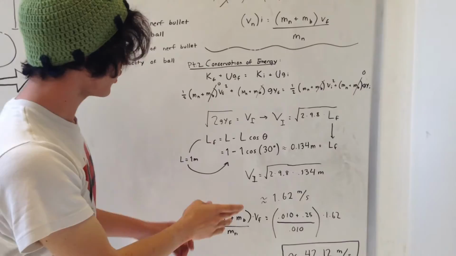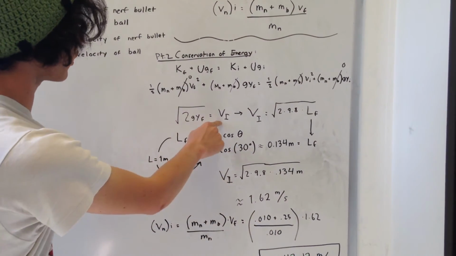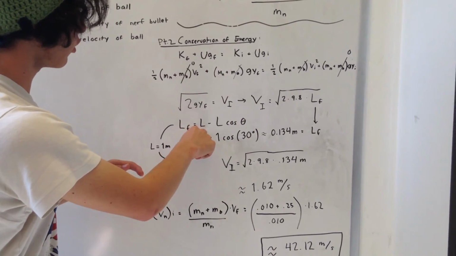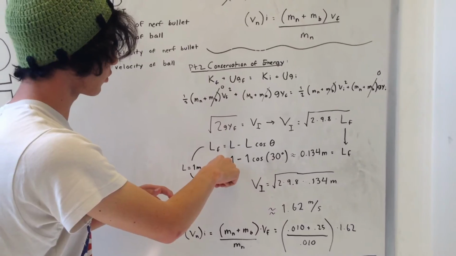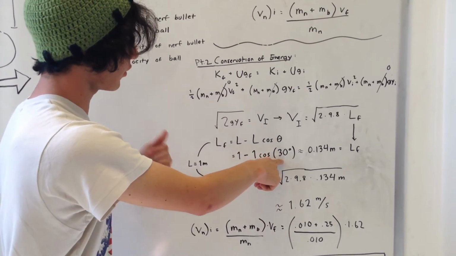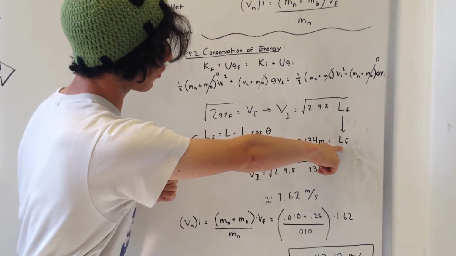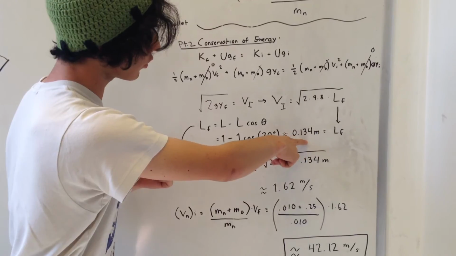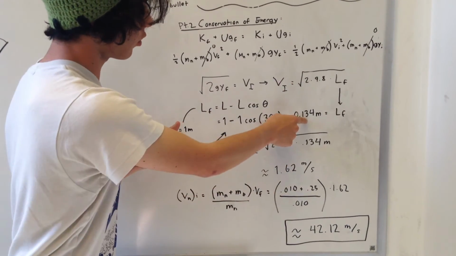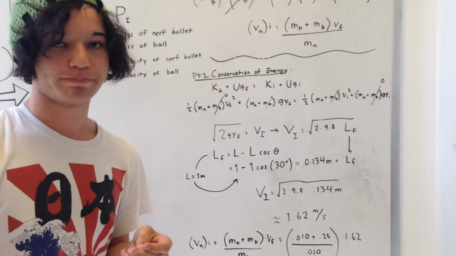Now, once we go back over here, we're going to use this formula right here to solve for that problem, to get the initial velocity from the formula that Raven explained earlier. So we're going to take the L minus the L cosine theta, which, once we plug all the numbers in, is 1 minus 1 cosine 30 degrees from the angle, which equals 0.134 meters, the final height. And then once we plug this into the formula here, root 2 times 9.8 times 0.134, we're going to get a velocity of 1.62 meters per second.